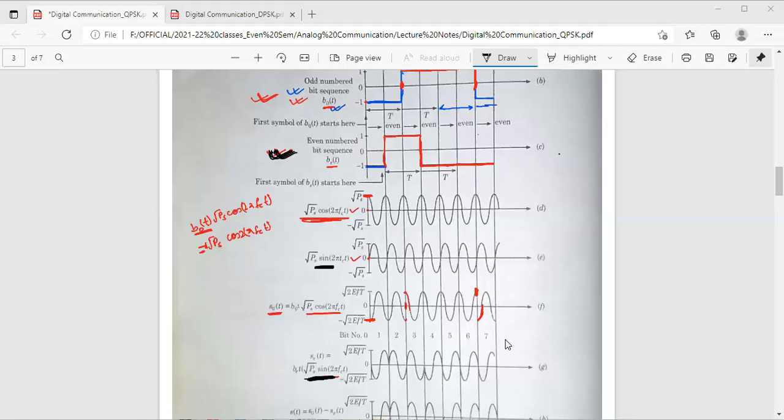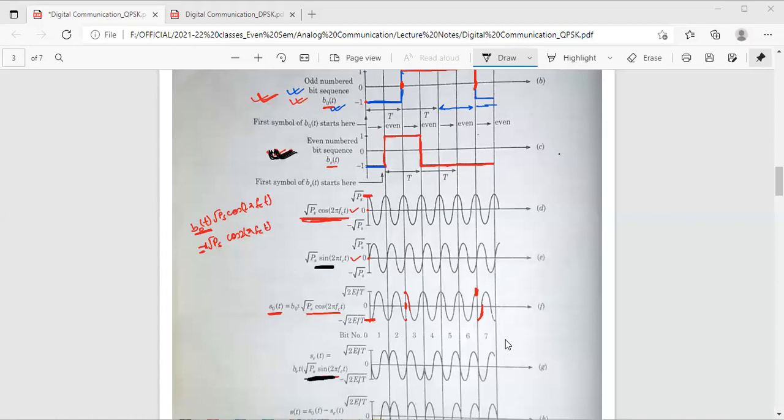Are you able to see the whiteboard? Yes, sir. Yes. Yes, sir. OK.